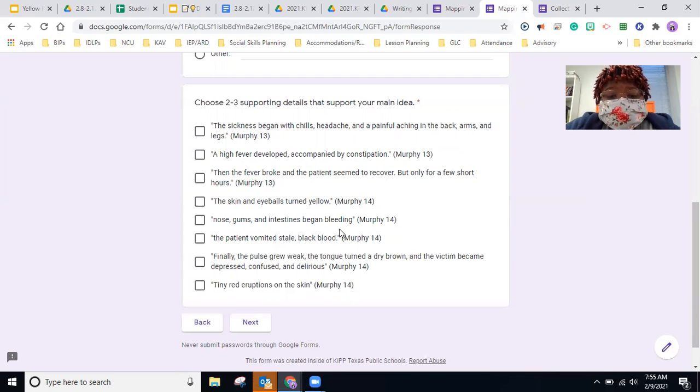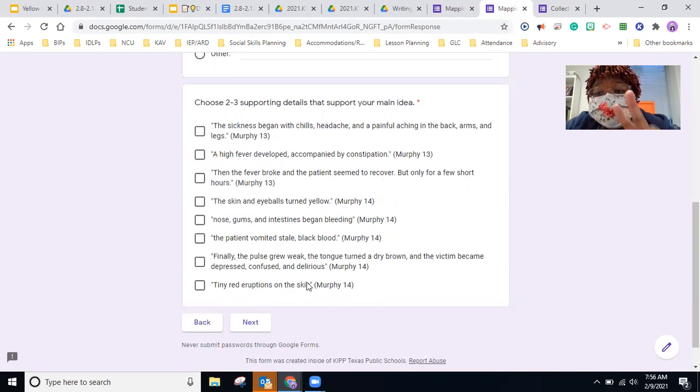Nose, gums, and intestines began bleeding. The patient vomited stale black blood. Finally, the pulse grew weak, the tongue turned a dry brown, and the victim became depressed, confused, and delirious. Tiny red eruptions on the skin. You can choose 2 or 3 of these quotes to support your essay.